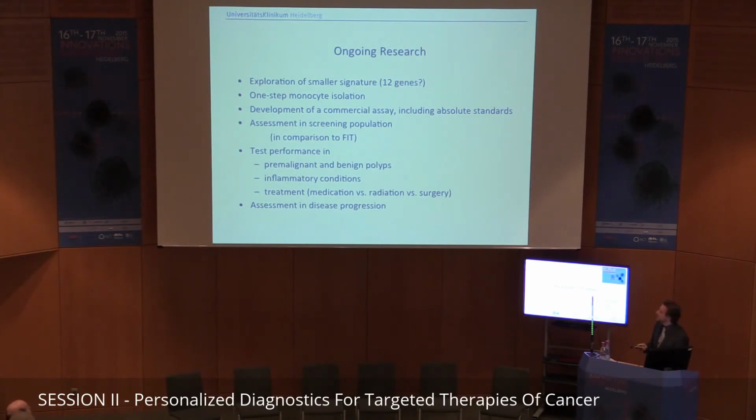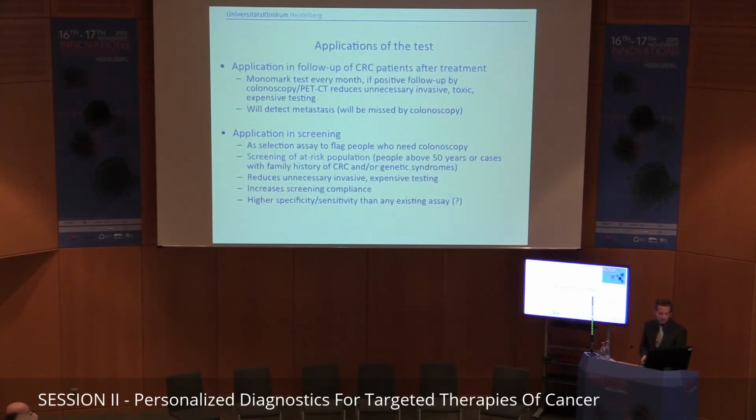And we need to assess the signature in disease progression, because the results that I showed you for a reversal of the signature or detection of metachronous metastases are preliminary. The possible applications thus are: once in follow-up of colorectal cancer patients after treatment, and this could mean that this test might be used in lower intervals and might also detect metastases that might be missed by colonoscopy.